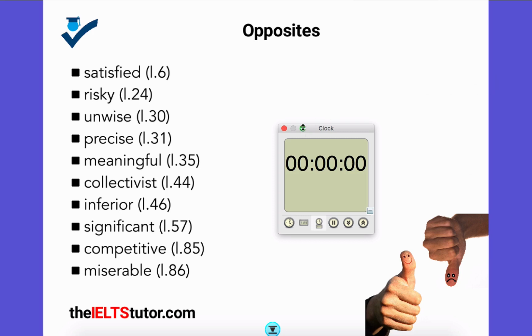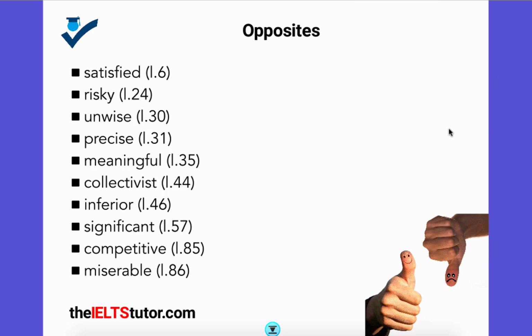Okay, so that's about 5 minutes. I hope you've been able to find the correct answers to the opposites of these adjectives. So let's start off first with the word satisfied. Now, what do you think is the opposite of this word? If you have added a prefix to this word, then you have got the answer absolutely right. The opposite of satisfied is dissatisfied.